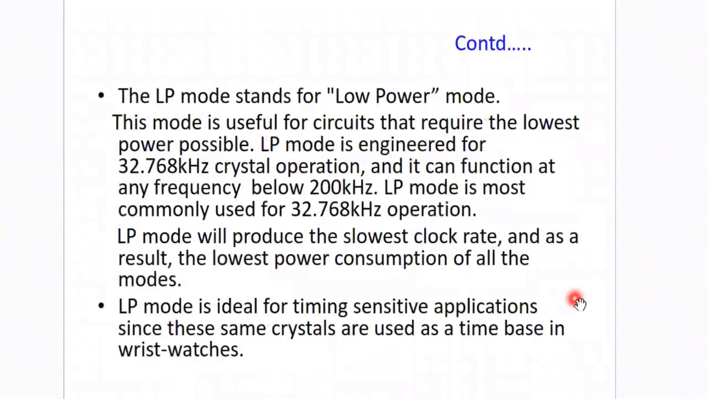LP mode stands for low power mode, and you see the clock frequencies it can provide. It can provide clock frequencies below 200 kilohertz, and usually it is used for 32.768 kilohertz operation. And LP mode is ideal for time sensitive applications. And you see here the application of LP mode. LP mode is used in wristwatches.